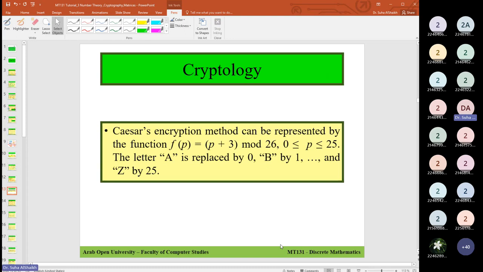Okay. One application of this congruence is cryptology. The science of encrypting and decrypting messages is what we call cryptology, the science of making a secret message. Okay? One famous encryption method is Caesar's encryption method. The idea of Caesar's encryption method is moving letters 3 letters forward.